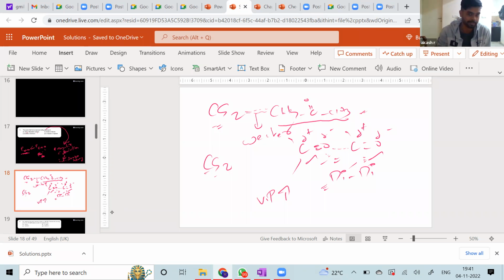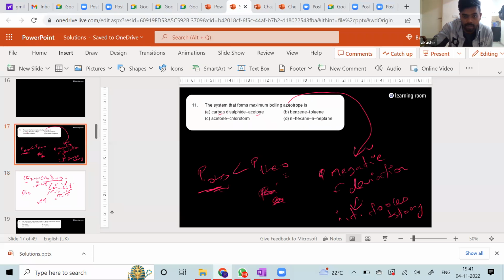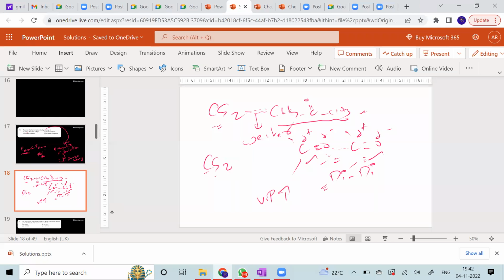Right? Like this, we need to check. Let us check for option B. What is happening? Benzene and toluene. Okay. Sir? Yes, tell me. Sir, can you say like the solute-solute interaction and solvent-solvent interaction is higher than solute-solvent?